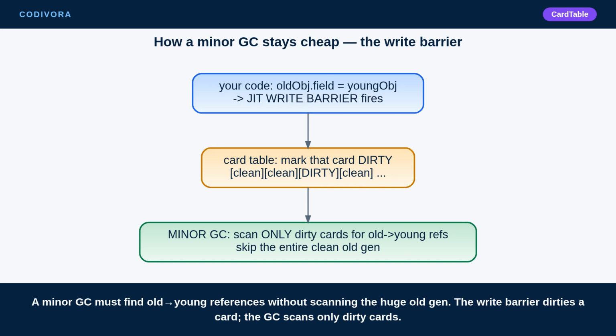The fix: the old generation is split into small chunks called cards. Every time your code writes a reference into a field, a tiny piece of JIT code, the write barrier, marks that card dirty. At collection time, the GC scans only the dirty cards, a handful of spots, instead of gigabytes of old generation. That write barrier plus card table is exactly why generational GC is fast.